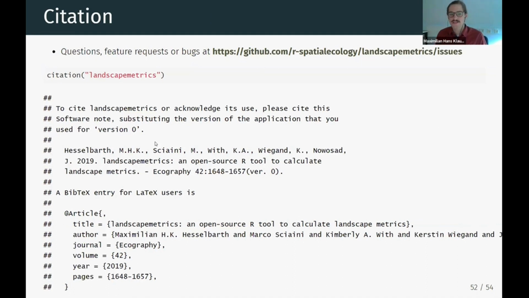If you have questions, want a new feature that is not implemented yet, or if you find a bug, and I'm sure there are still plenty left, you can just go to the homepage on GitHub, r-spatialecology/landscapemetrics. There's an issue tab, and you can just open a new issue and ask a question or ask for a feature, and by that you make sure that we actually see it.